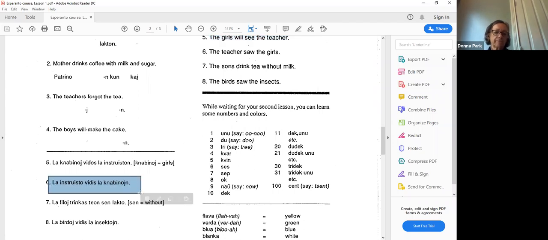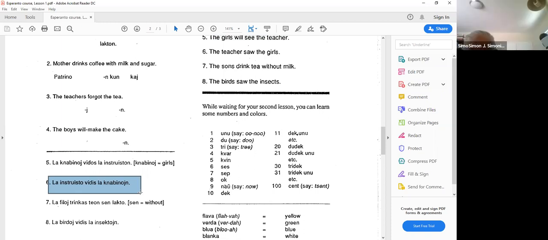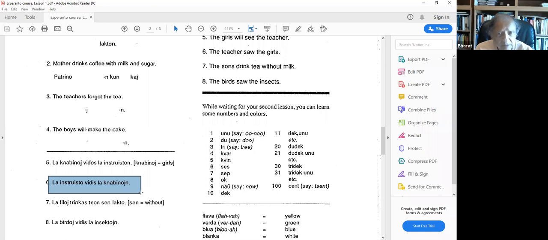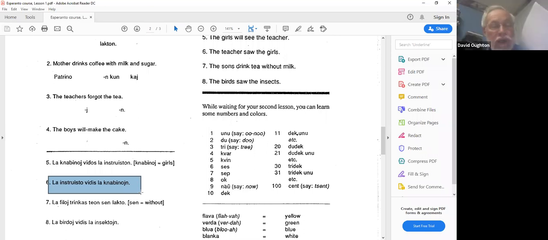Right, so number six. What is will see again in Esperanto? Will see, vidos, right. Just think of video. So vid is see and os is will see. Number six on the left, how will you translate that into English? La instruisto vidis la knabinojn. So we know that instruisto is the subject noun, the teacher.